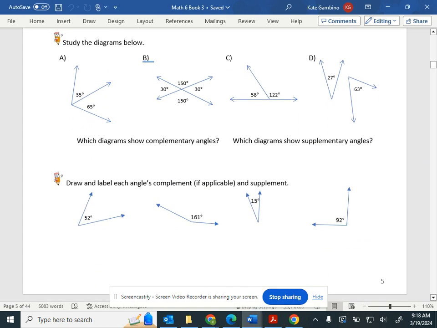So if we're looking at these, you should be able to know if they are complementary or supplementary. If they add up to a number that's not 90, not 180, they are neither, right? Those are our magic numbers, 90 degrees and 180 degrees.